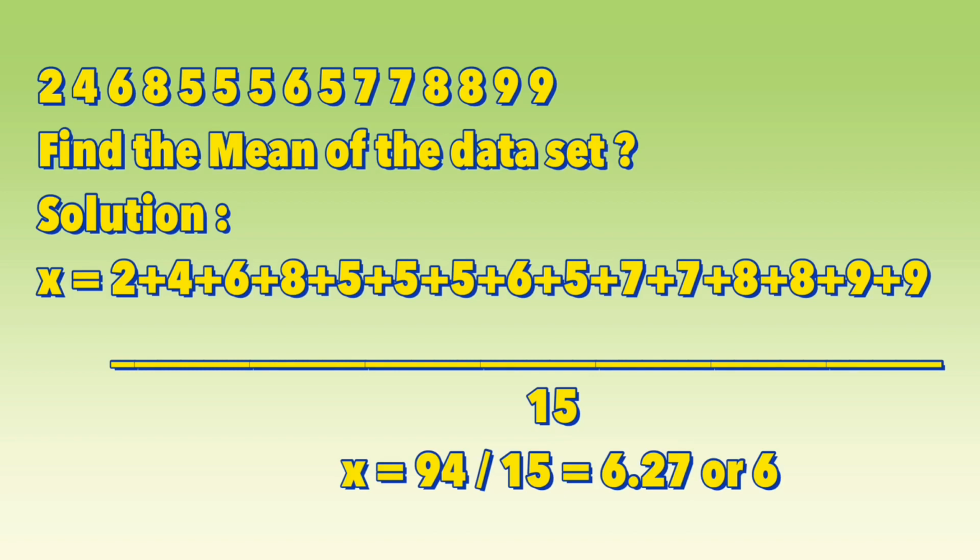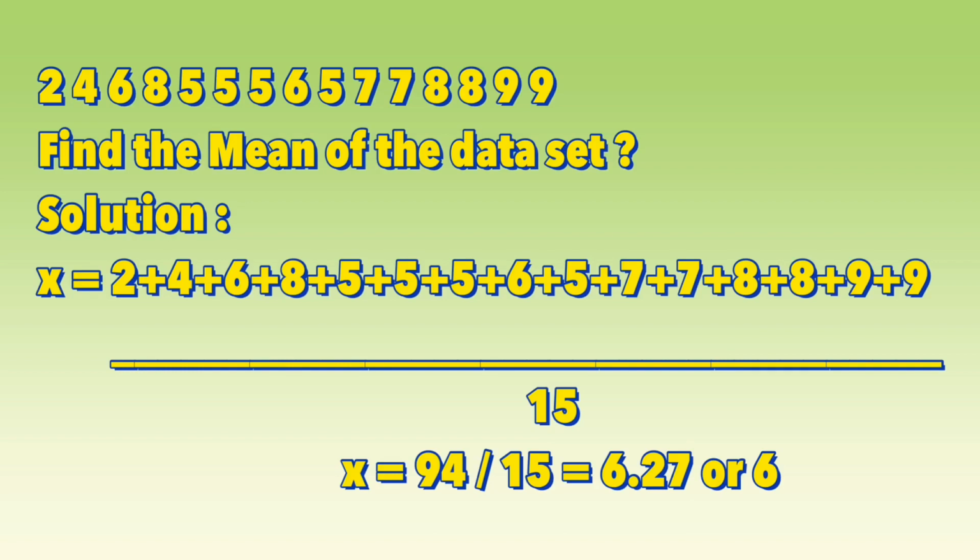Now we're going to add 2 plus 4 plus 6 plus 8 plus 5 plus 5 plus 5 plus 6 plus 5 plus 7 plus 7 plus 8 plus 8 plus 9 plus 9. The x bar, which is the mean, equals 94 over 15. Then we're going to divide it.